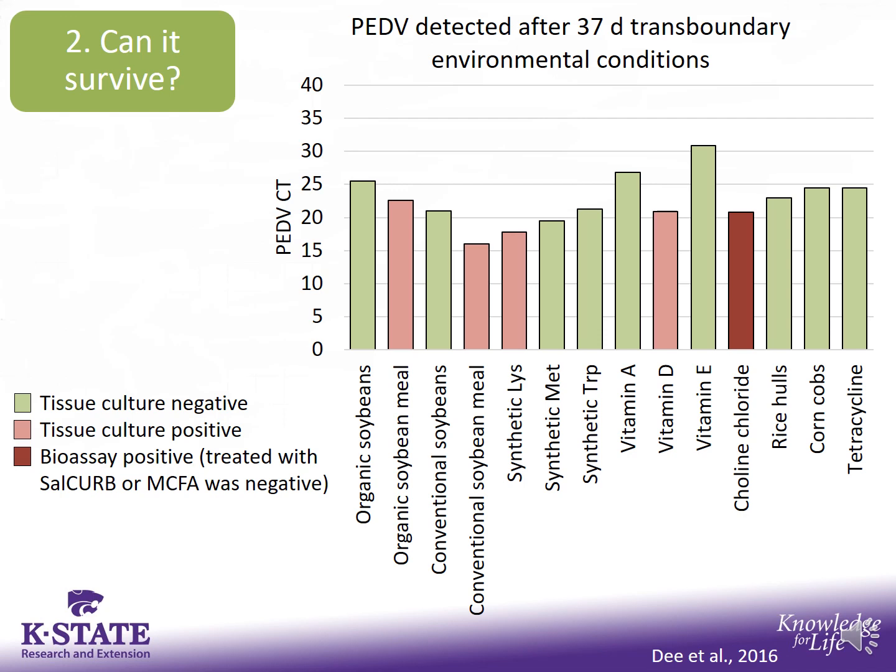Another important research paper to help us understand what types of viruses are capable of surviving transboundary transport from point of infection to the United States would be another paper published by Dee and others, but in 2016. This research only looked at porcine epidemic diarrhea virus, but it was also the same 37-day transboundary environmental conditions. What I want to point out in this case was how organic soybeans and conventional soybeans themselves were not infectious upon arrival. However, the meals, both organic soybean meal and conventional soybean meal, were considered infectious.